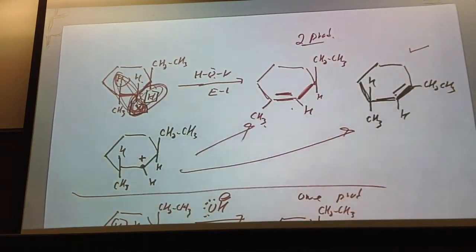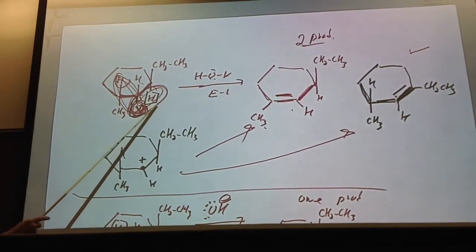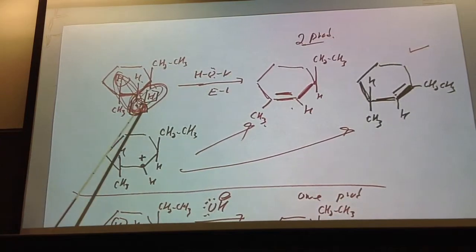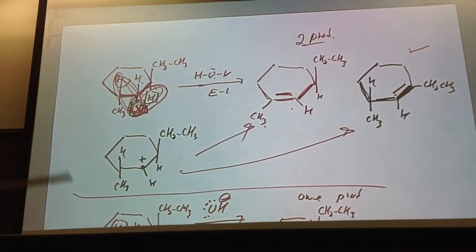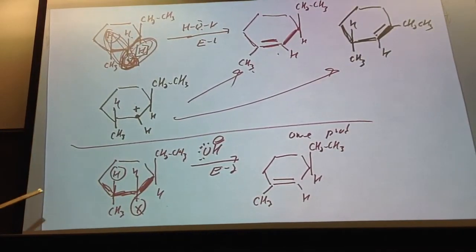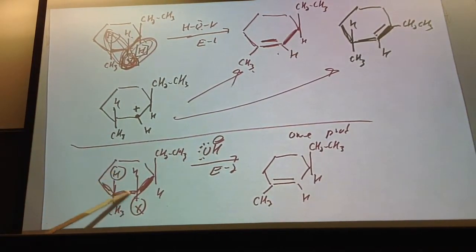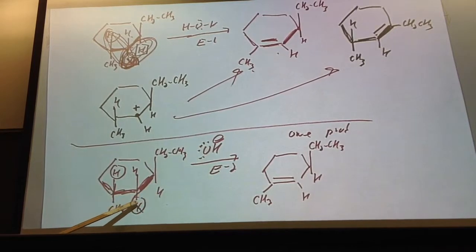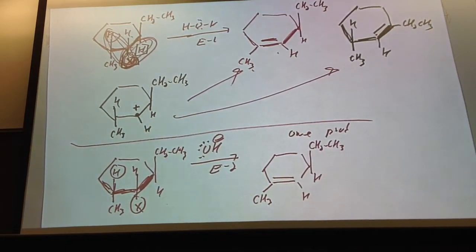And it doesn't matter, now you can't see what they got here. It doesn't matter if these two are the same side, they can still leave and give me this product. It doesn't matter if this is pointing down, this is pointing up, they can still leave. For E1, it doesn't matter which direction in space they're pointing. For the E2 mechanism, the groups that leave have to be pointing in the opposite direction. So these two can leave, but these two cannot leave. They're not opposite each other. And I'm not free to rotate because I have a ring, so you can't rotate that to get them opposite each other.